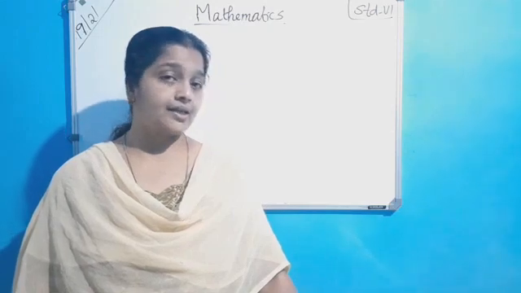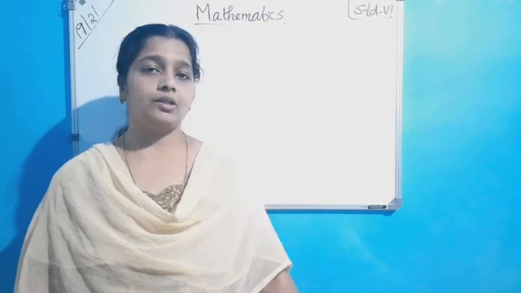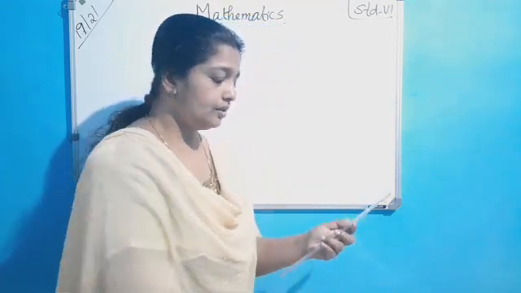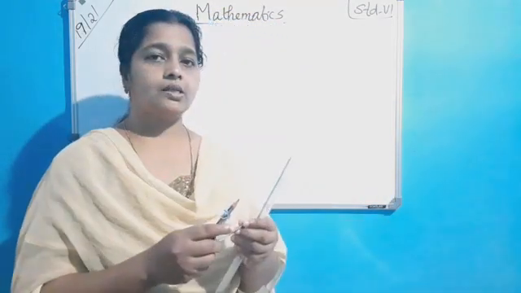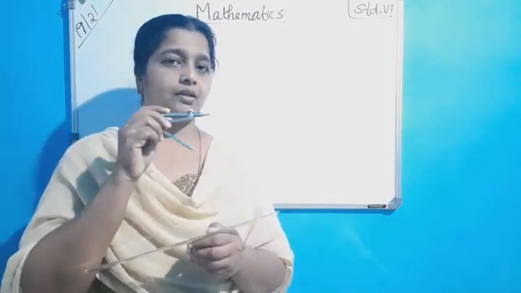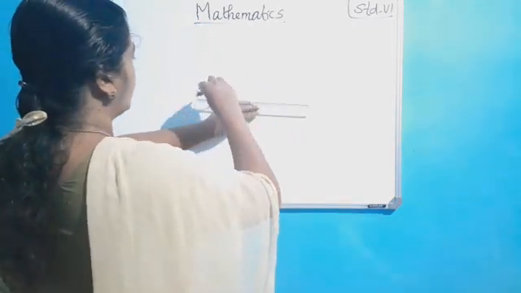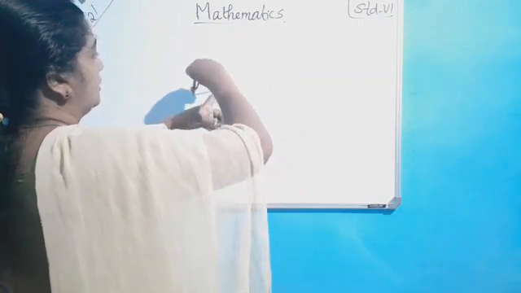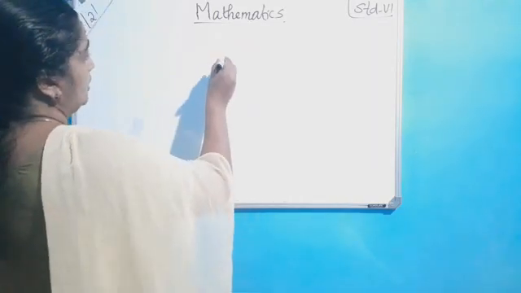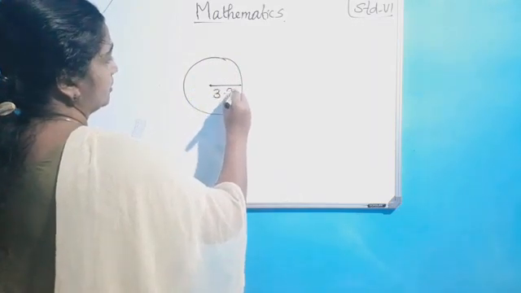Page number 276, question number 1. Draw a circle of radius 3.2 centimeter. How can we draw? You want to take the pencil, scale and compass. Take the measurement 3.2 using the compass and draw the circle. So first of all take the measurement 3.2 and construct the circle using your compass. Clear? So you can draw the circle with radius 3.2 centimeter.